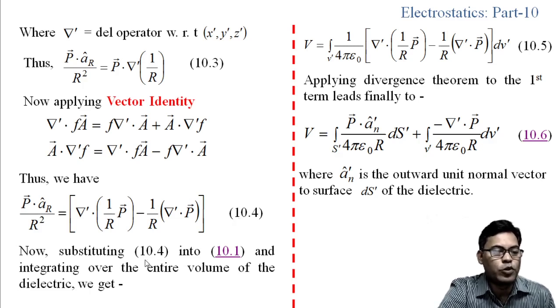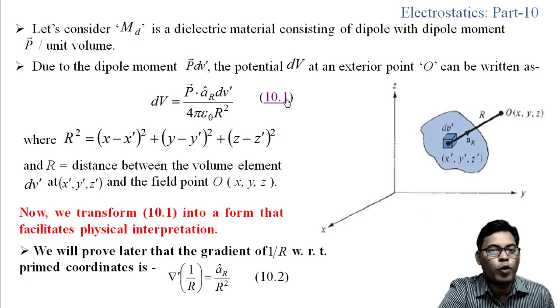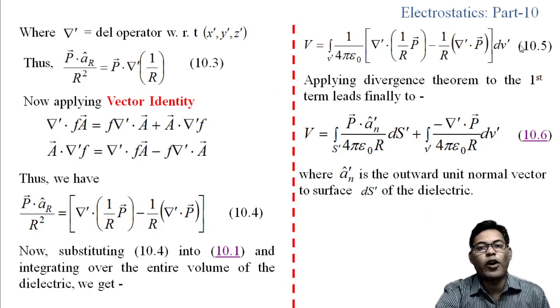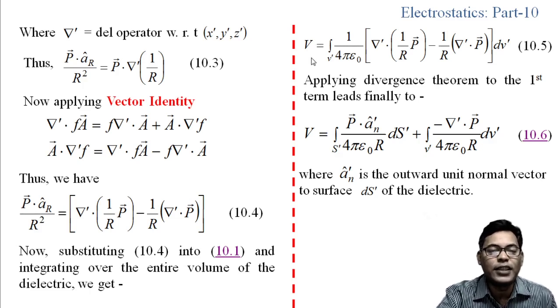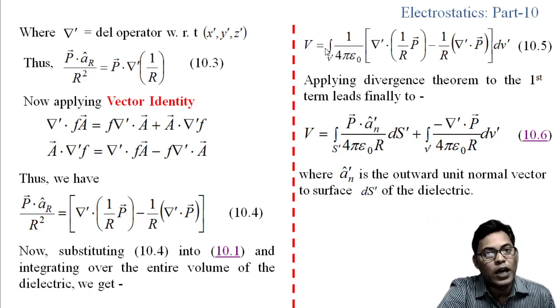Now if we substitute the expression 10.4 into the expression 10.1 and take the volume integral of this expression, then we will get the expression 10.5. You can see that capital V, the potential at the exterior point O due to the polarized dielectric material, will be equal to the volume integral of 1 by 4 pi epsilon naught times del prime dot P by R minus 1 by R into del prime dot P, dV prime.